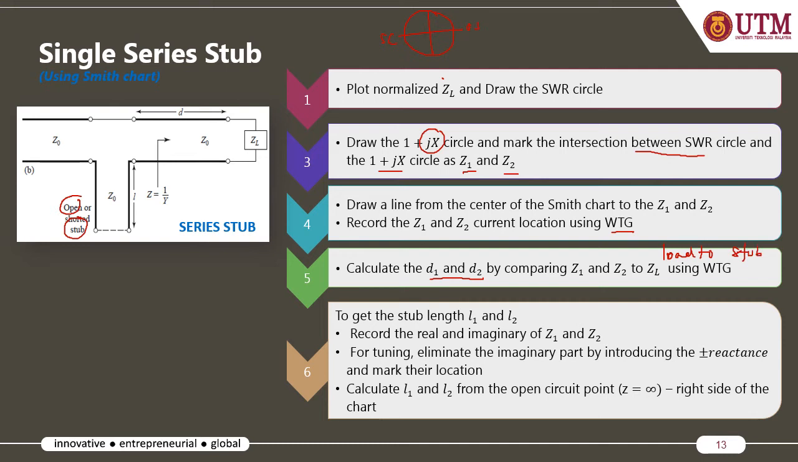To stub location or position. And lastly, to get the stub length, as usual, you need to record the real and imaginary part of the Z1 and Z2. Then you introduce reactance, positive or negative J, to eliminate the imaginary parts. And then you can calculate from the open circuit if the stub is open circuit, or if you have a short circuit, then you have to calculate the L from the short circuit. Short circuit for impedance on the left hand side, and open circuit on the right hand side.